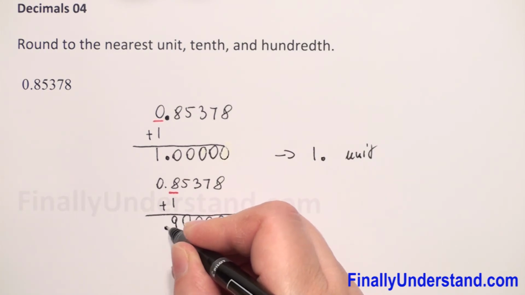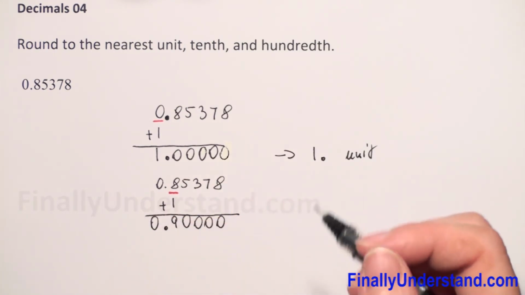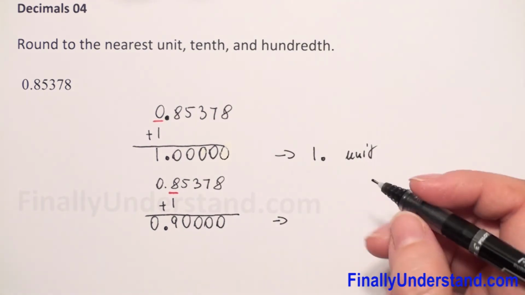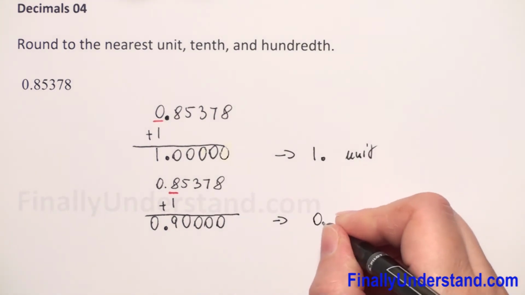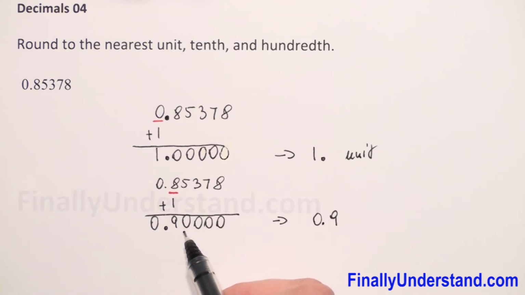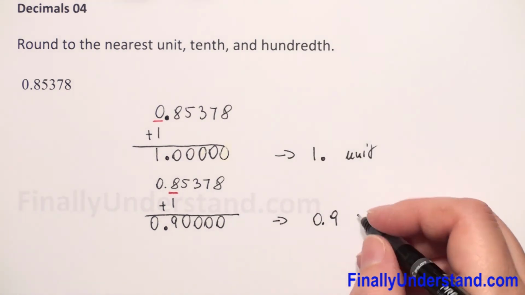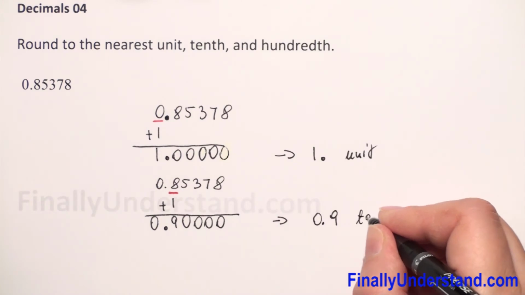We have to copy the decimal point and we have 0. So when we round our number to the nearest tenth, we have 0.9. We don't need to write the zeros after 9 because it doesn't change the value of our number. So this was rounding to the nearest tenth.